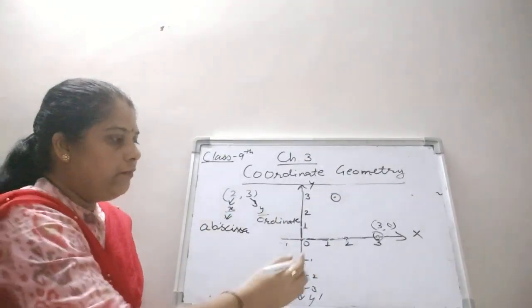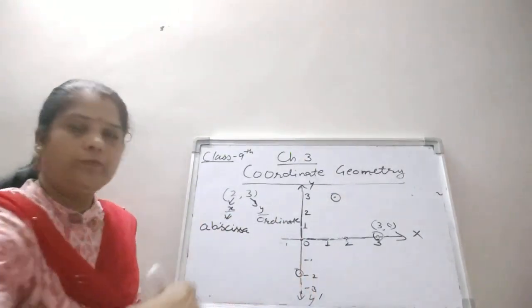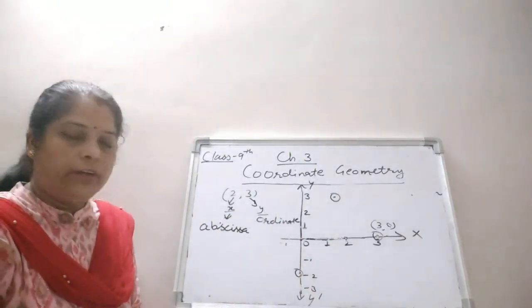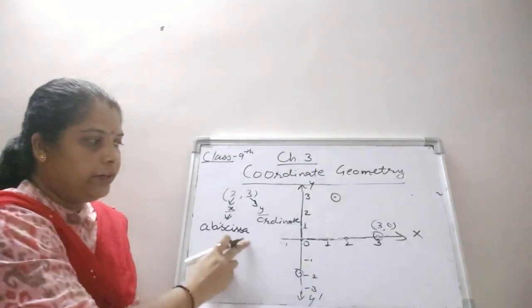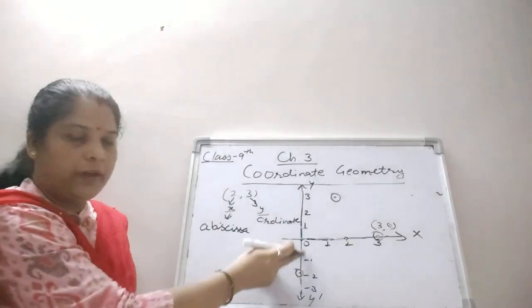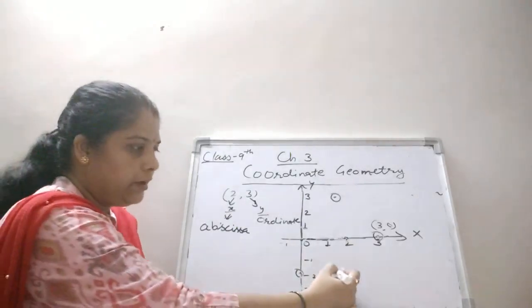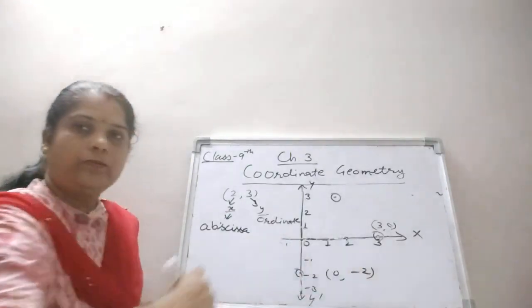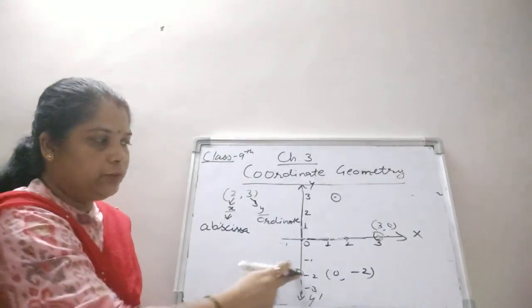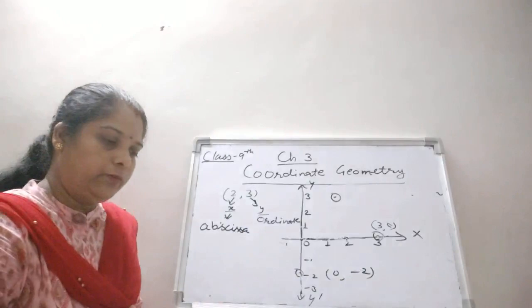And if we have a point here, what will be the coordinate of these points? Here, what is your x coordinate? 0, because the point is at 0. So it will be 0 and the y coordinate is -2. So the coordinate of this point is 0 and -2.